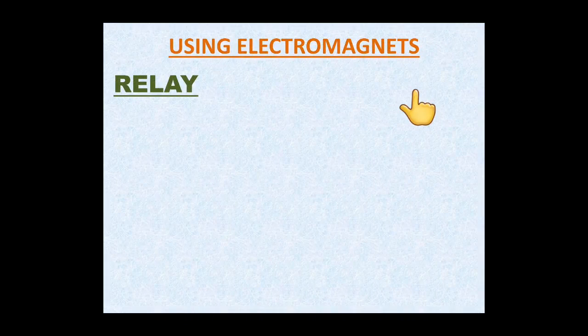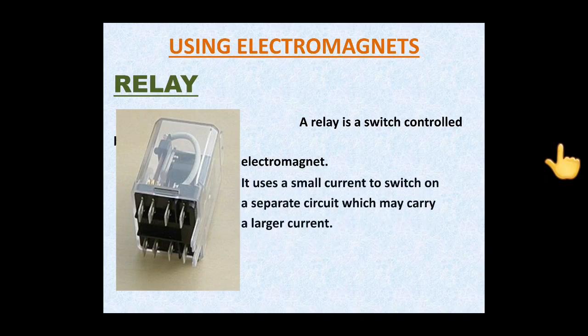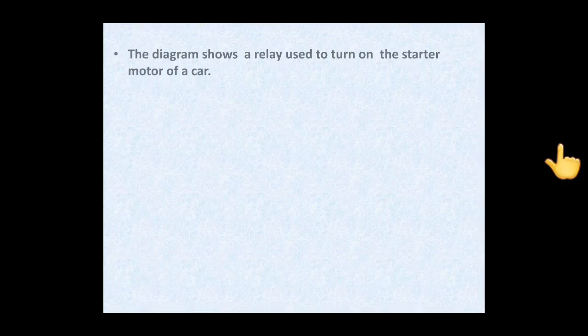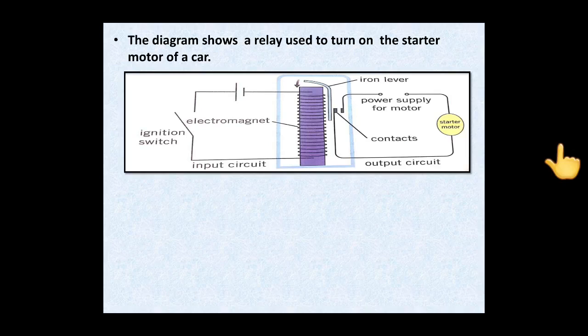The next electronic device that makes use of an electromagnet is the relay. A relay is a switch controlled by an electromagnet. It uses a small current to switch on a separate circuit which may carry a larger current. This is the circuit diagram of a relay used to turn on the starter motor of a car.